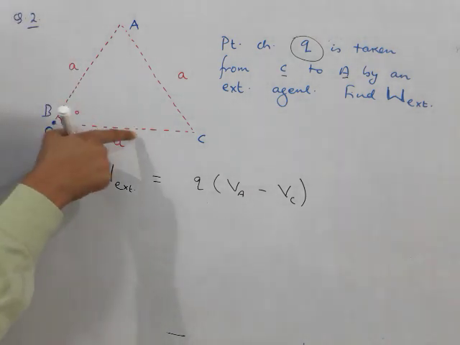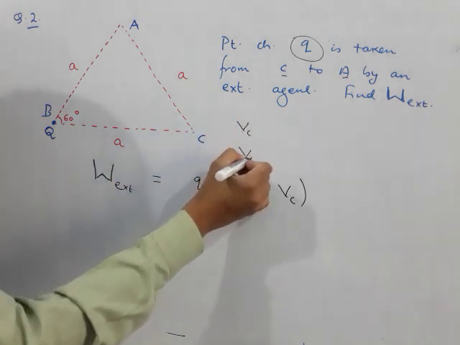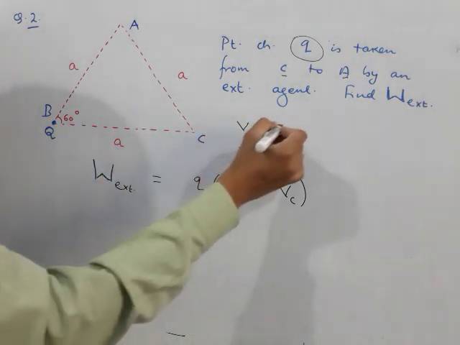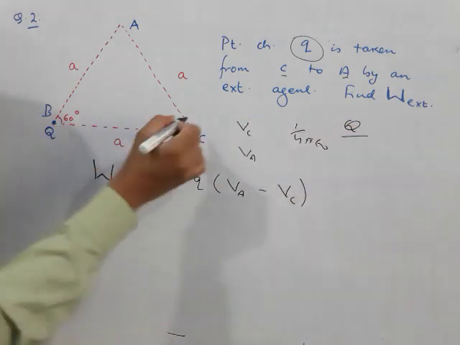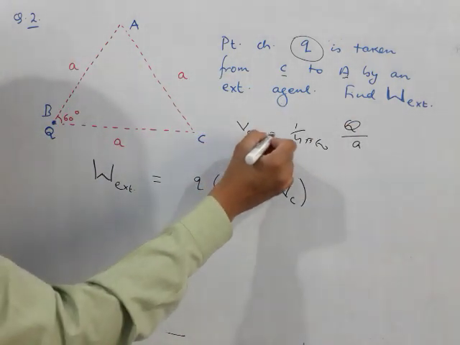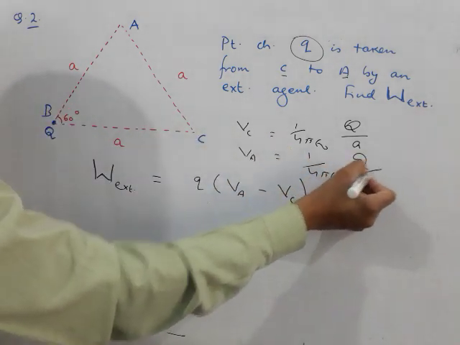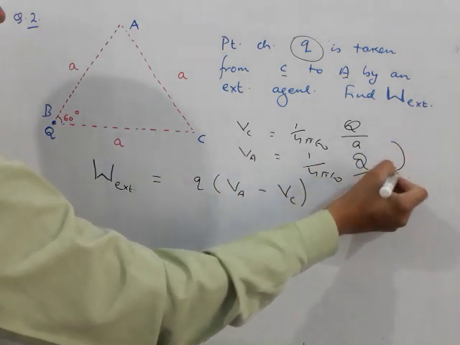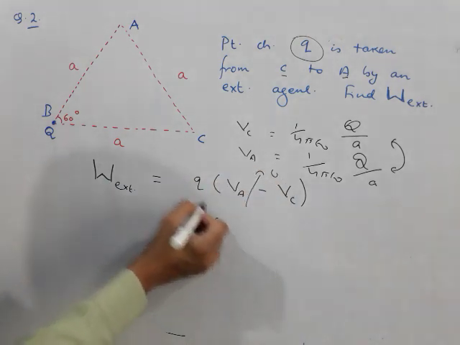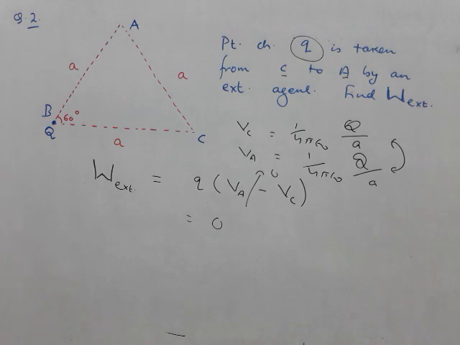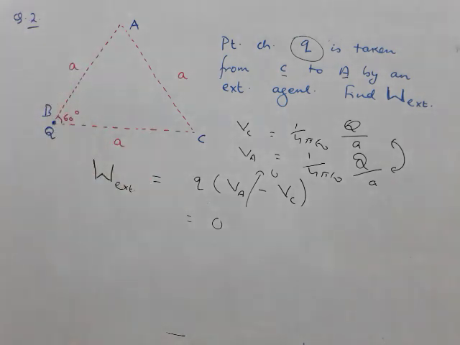Now if you see carefully, since this triangle is equilateral, what is the formula for potential at C and potential at A? Potential at C will be 1 by 4 pi epsilon naught times this charge Q upon this distance A. Potential at A is also 1 by 4 pi epsilon naught times this charge Q upon that distance, that is A. So are they not equal? And since they are equal, this difference becomes 0, and that's why the answer is 0. That means no external work would be needed to take the point charge Q from C to A.